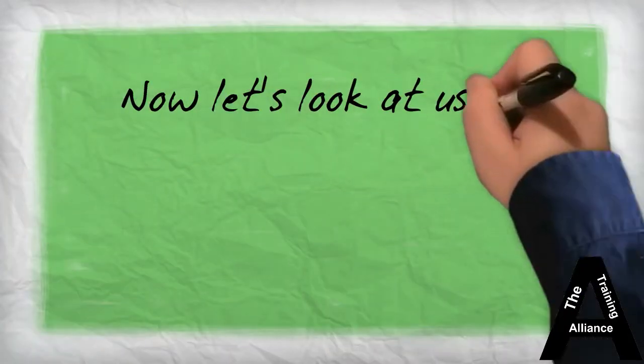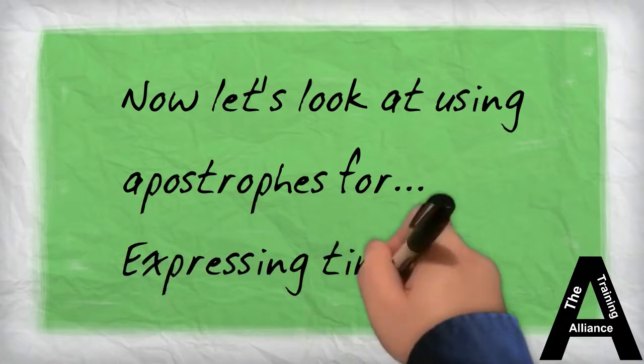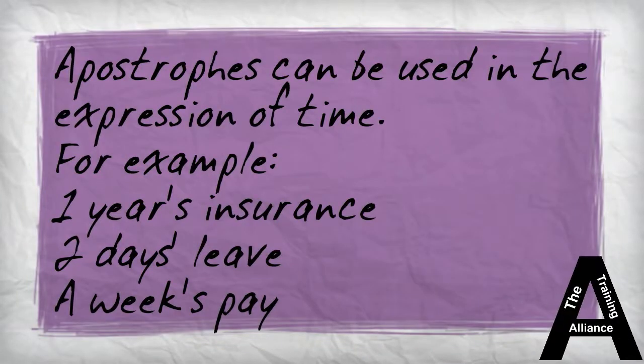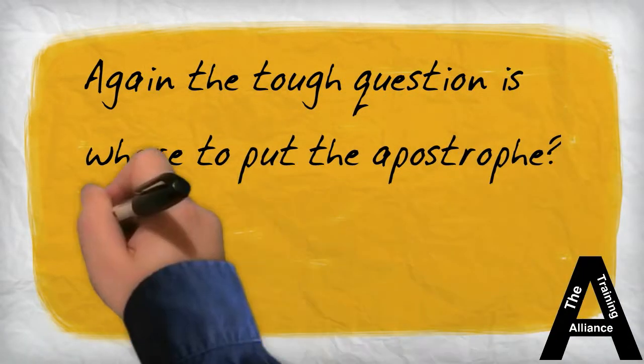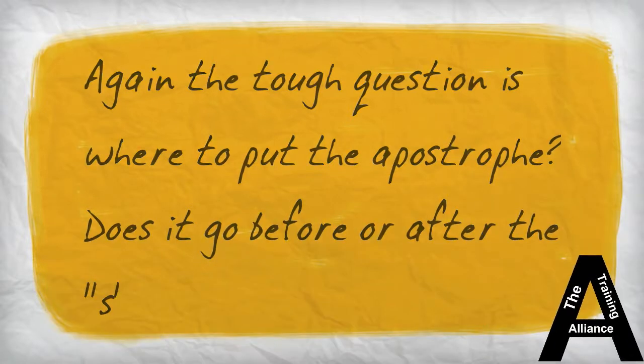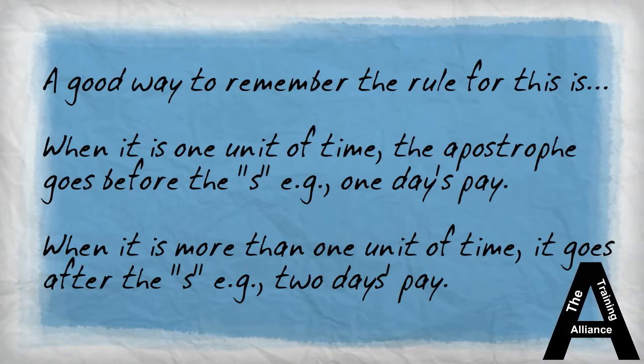Now let's look at using apostrophes for expressing time. Apostrophes can be used in the expression of time. For example, 1 year's insurance, 2 days' leave, a week's pay. Again, the tough question is where to put the apostrophe. Does it go before or after the S? A good way to remember the rule for this is, when it is 1 unit of time, the apostrophe goes before the S. For example, 1 day's pay. When it is more than 1 unit of time, it goes after the S. For example, 2 days' pay.